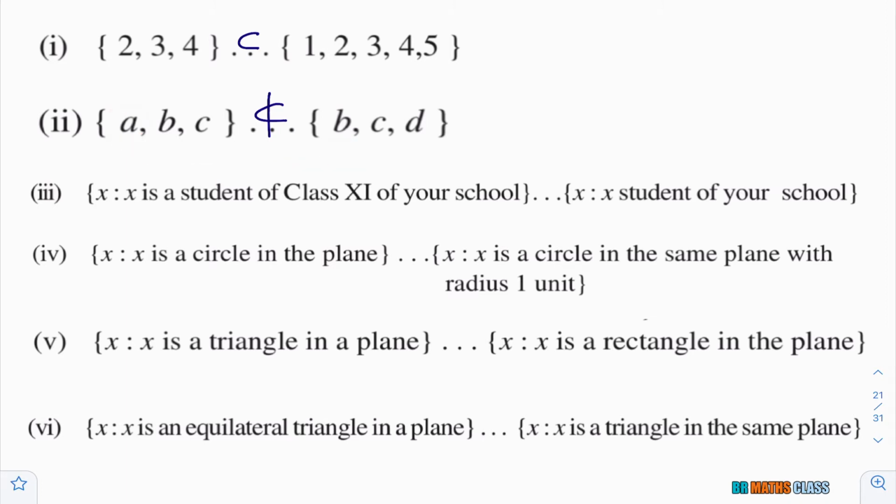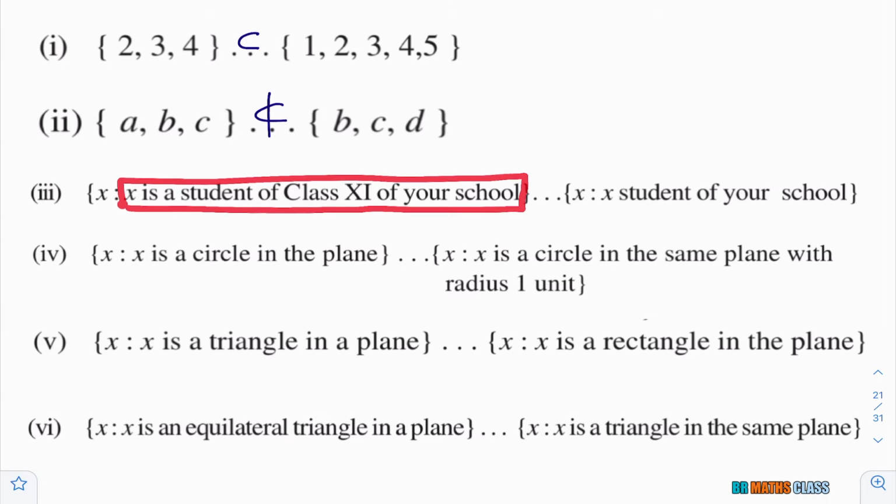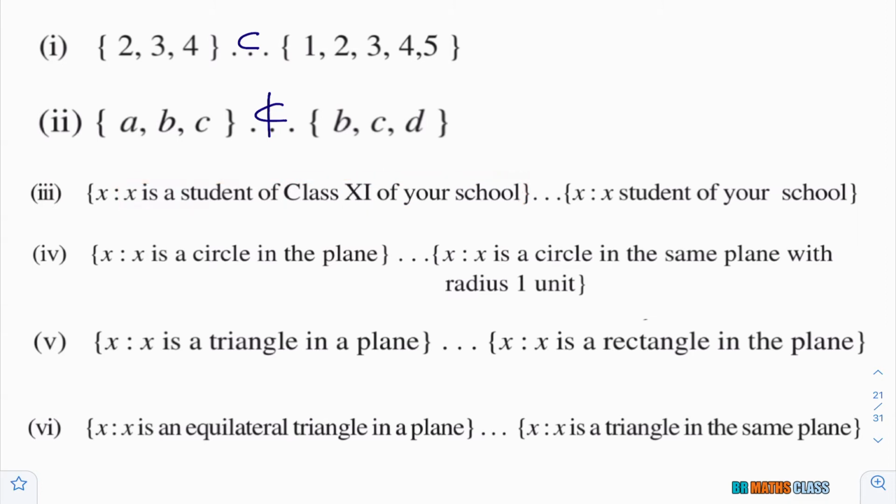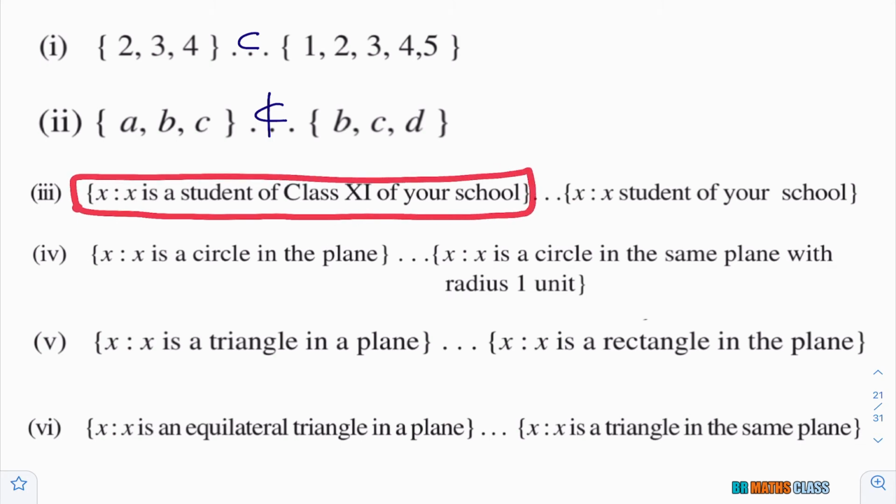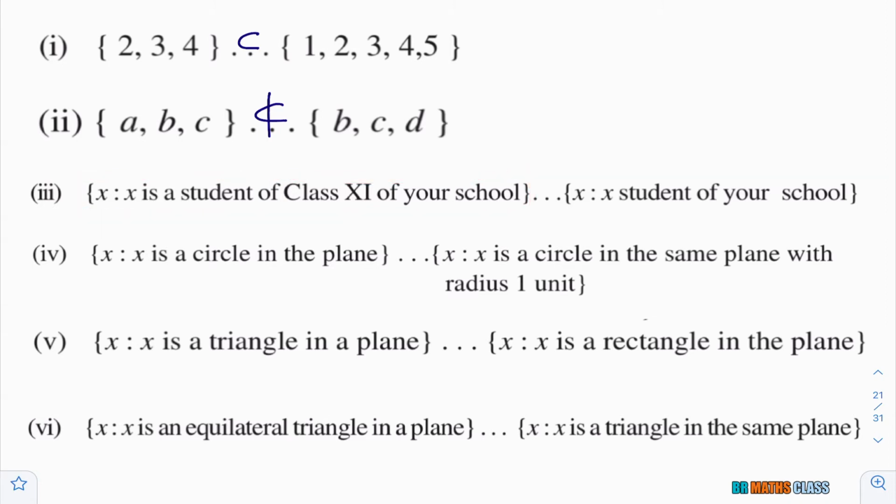Now, come to the third bit. This set is given in set builder form. It's okay, no problem. X is a student of class 11 of your school. In your school, one section is there with class 11. Here, in this set, whoever the student you pick, that student is from class 11. You look here, X is a student of your school. Here, whoever the students are, they are from your school. This person may be from class 11, this person may be class 12, this person may be class 10, right?